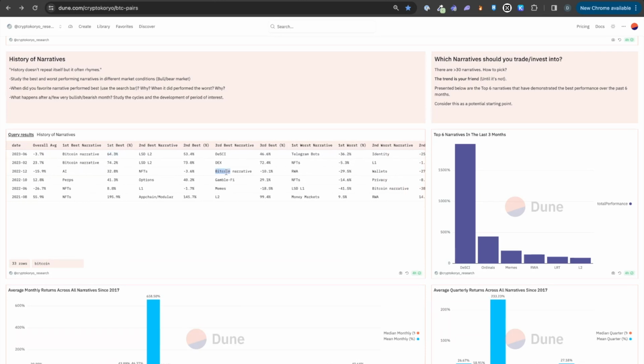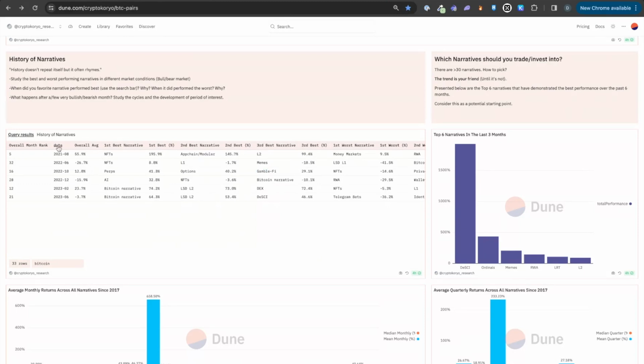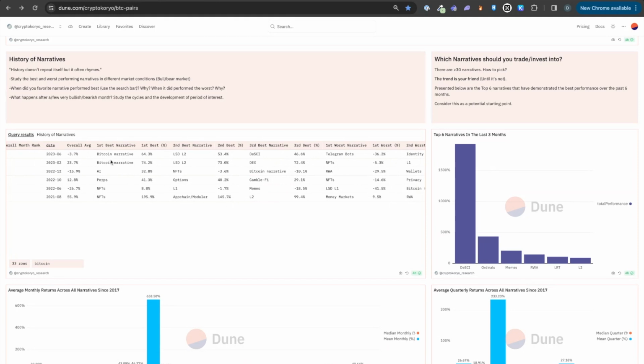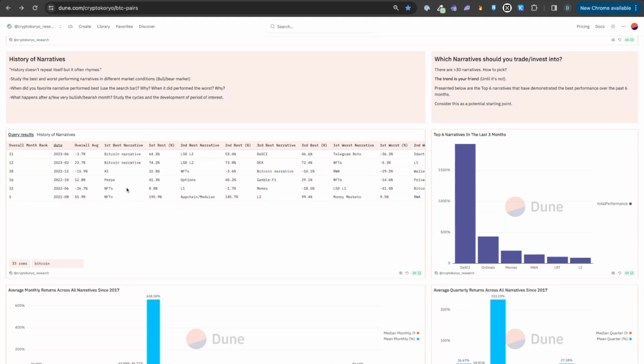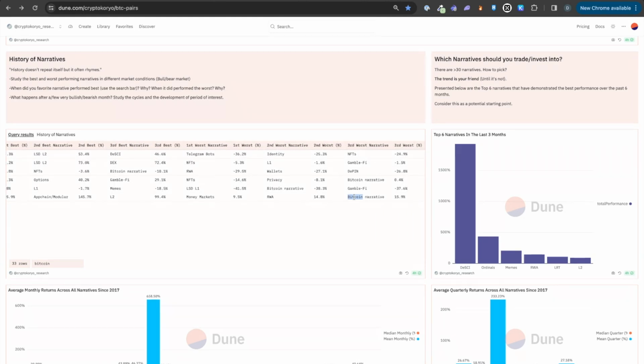You can filter that by date. In the last month, it hasn't been among the top three. And you can also see when it was among the worst performing ones. So here in 2021, the Bitcoin narrative didn't perform well, etc.